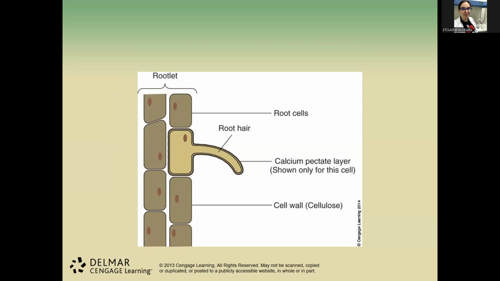Now, calcium pectate is a substance that gives strength to the cells and it glues them together. So we can see it in this example of the beigeish cell here, which has the calcium pectate layer. Calcium is important for the cell wall and membrane integrity, as well as holding those adjacent cells together.